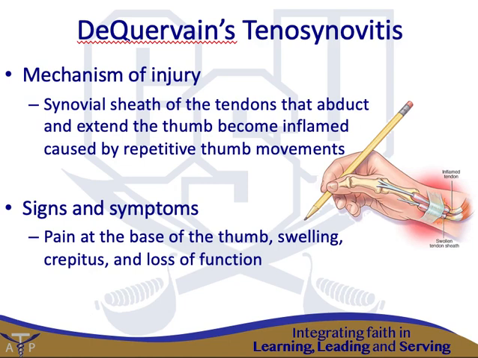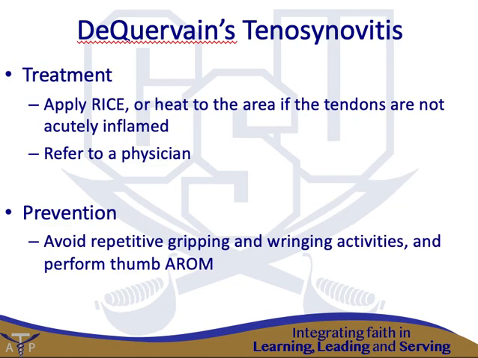When we look at mechanisms, it's caused by repetitive movements. When the thumb is constantly gripping or in a fist, such as when they're holding a racket or a dumbbell, we can irritate the thumb tendons, or other situations where we complete a repetitive wringing motion, such as wringing a towel, can also cause inflammation. Signs and symptoms include pain at the base of the thumb, especially when gripping objects or making a fist. Swelling, crepitus, and loss of function can also be apparent in this injury.